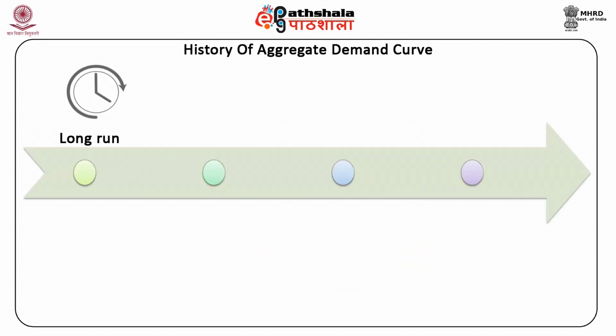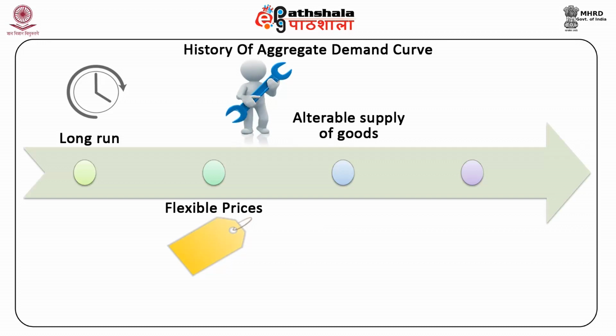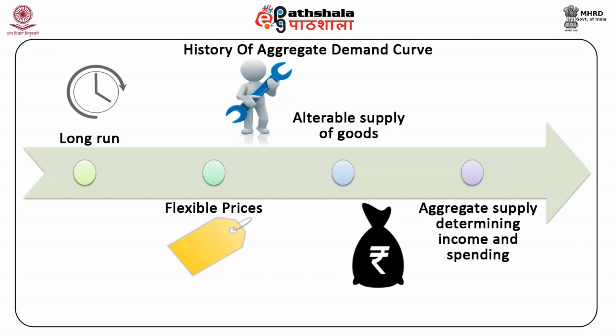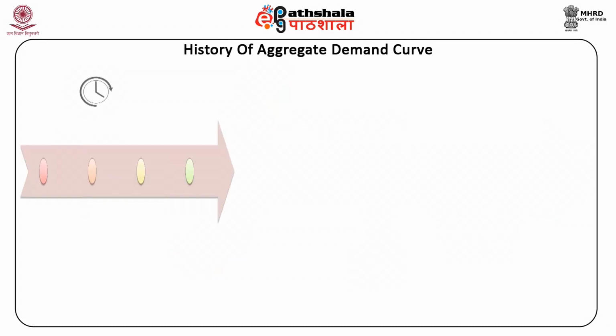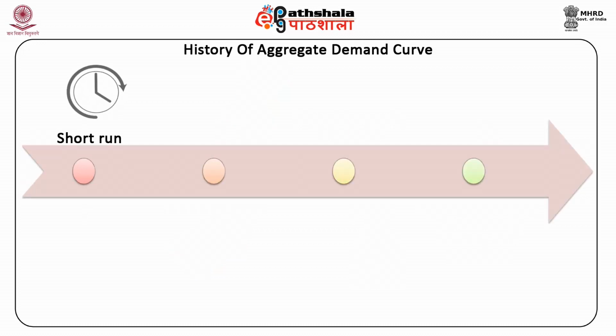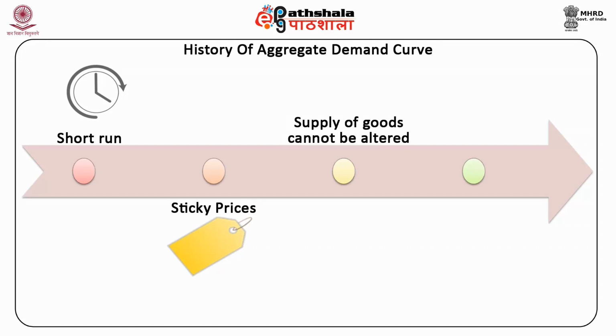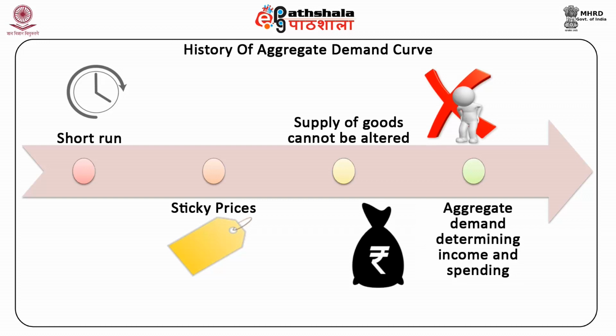In the long run, prices are flexible, supply of goods can be altered, and hence aggregate supply determines the level of income and spending in the economy. In the short run, prices are sticky and supply of goods cannot be altered, and hence aggregate demand determines the level of income and spending in the economy.